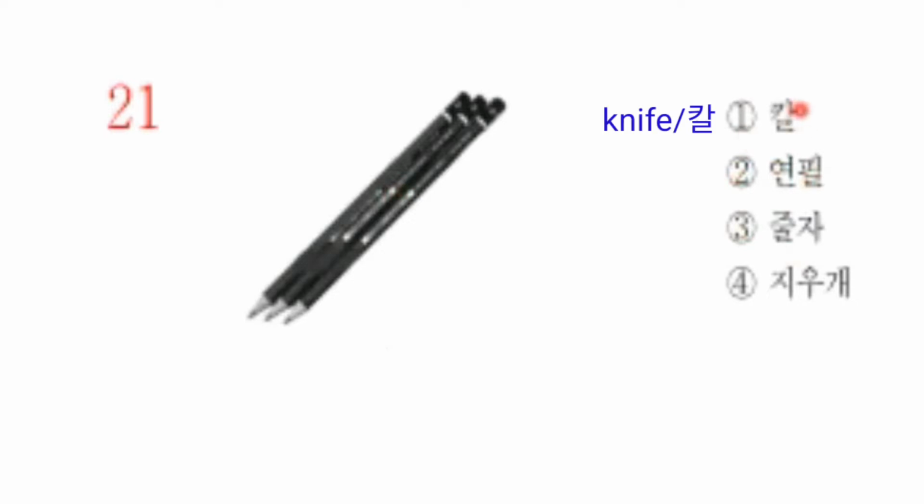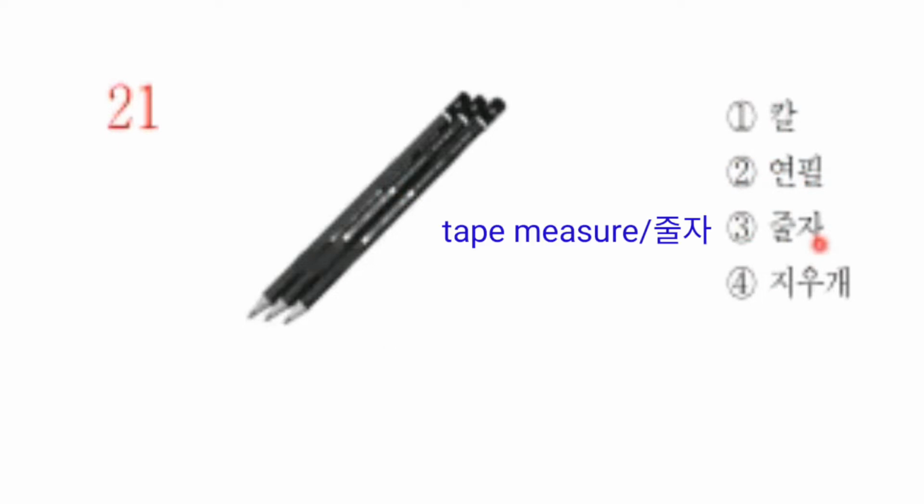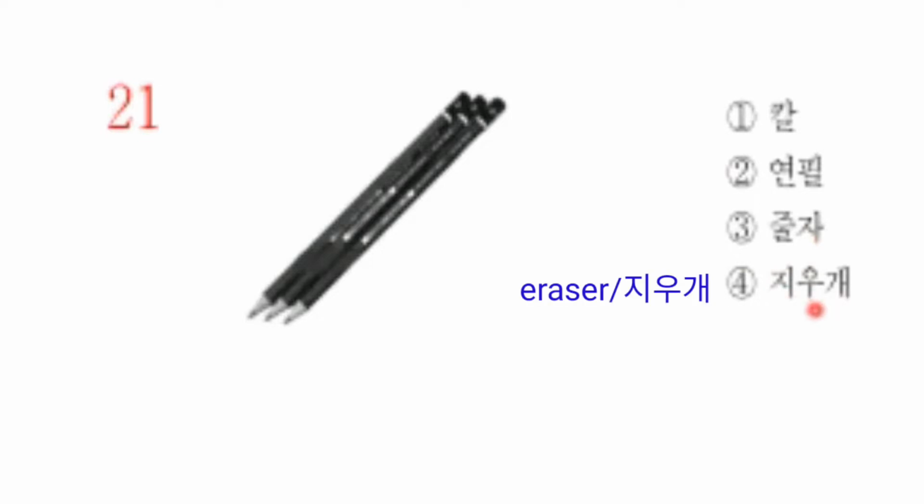Number 1 is kal. Kal means knife. Okay? Number 3 is 줄자. 줄자 means what? What do you think? Alam niyo na po ba yung 줄자? 줄자 means tape measure. Tape measure po yan. Number 4 is 지우개. 지우개 means eraser. Okay? So the answer is number 2, 연필. 연필 means pencil. Okay? Next.